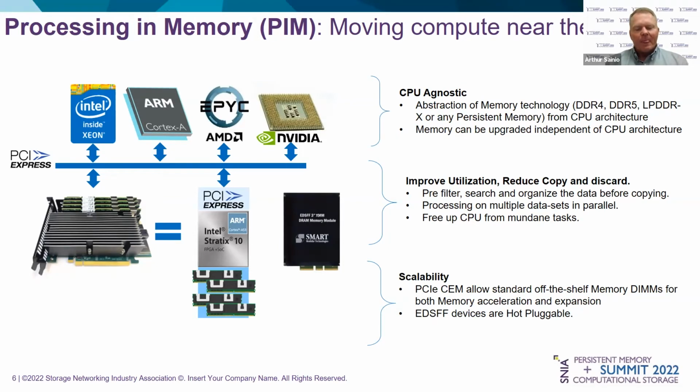Another key benefit of moving compute near the data is reducing the copy and discard. A few algorithms like content addressable search or table lookup or map reduce operations require fetching data from memory and using it only once and discarding it. This wasteful copy can be avoided by moving those functions to the memory module. Offloading such data-intensive operations to the computational memory device will not only free up the CPU, but also improve the efficiency by reducing cache thrashing.